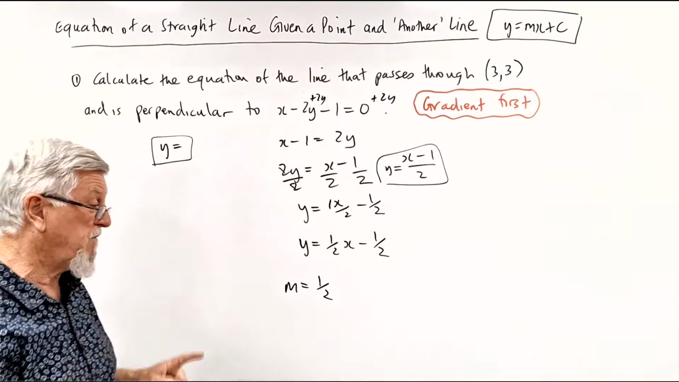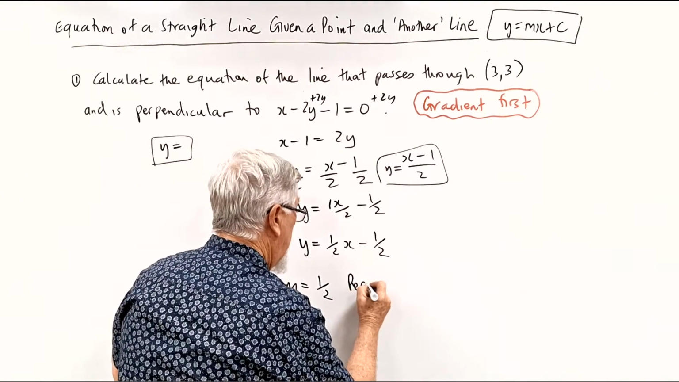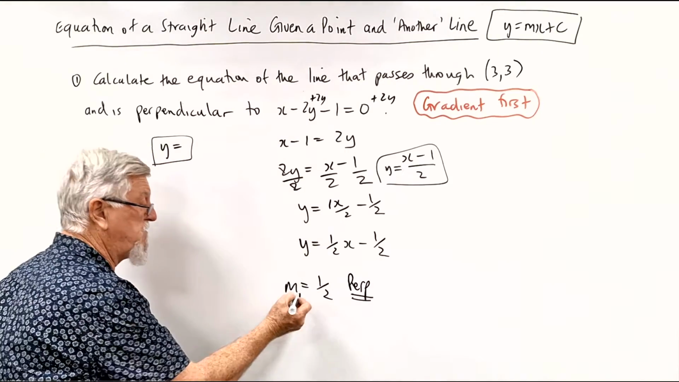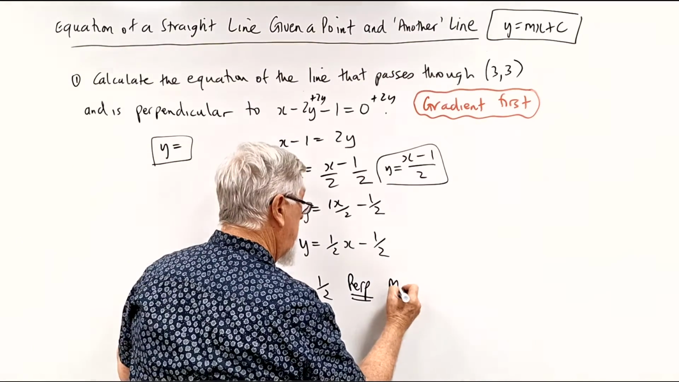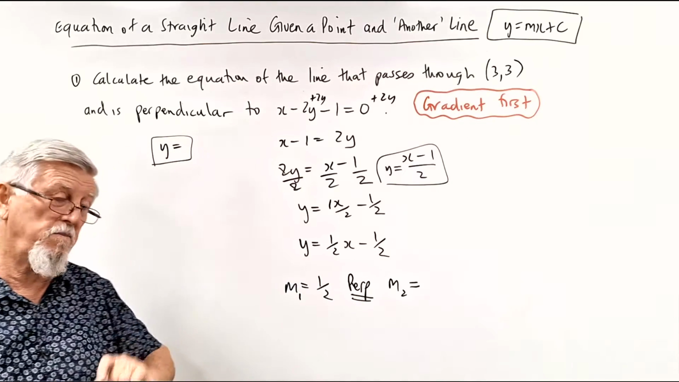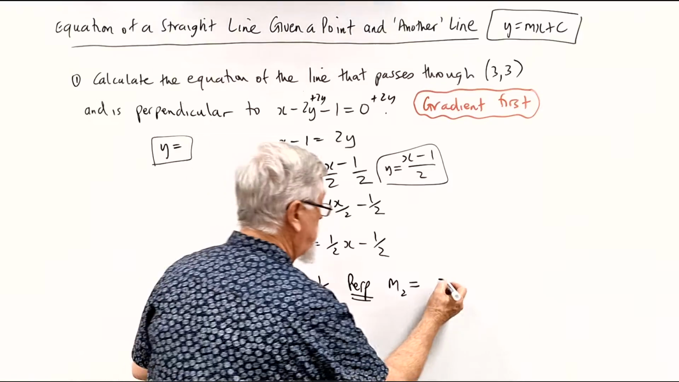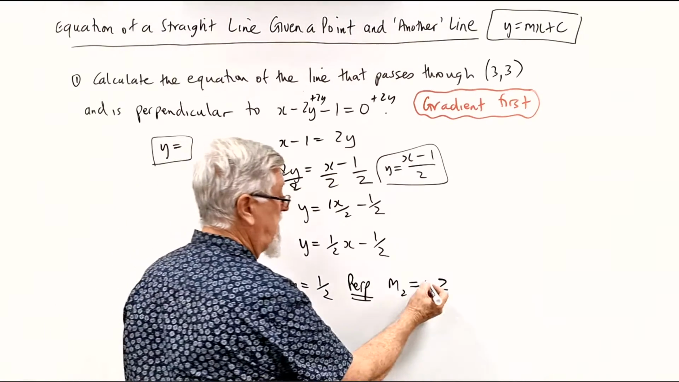Now the trouble is we're talking about perpendicular. And I don't know how many people are comfortable with it, but I'm just going to call this one the first gradient. I'm going to call the other one the second gradient, which is the gradient of the line that's perpendicular to it. If this is a half, all I do is turn it upside down, which is 2. And if that was positive, I make that negative.